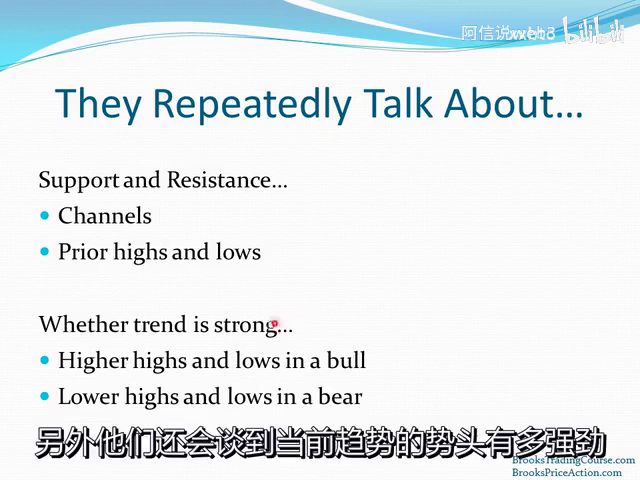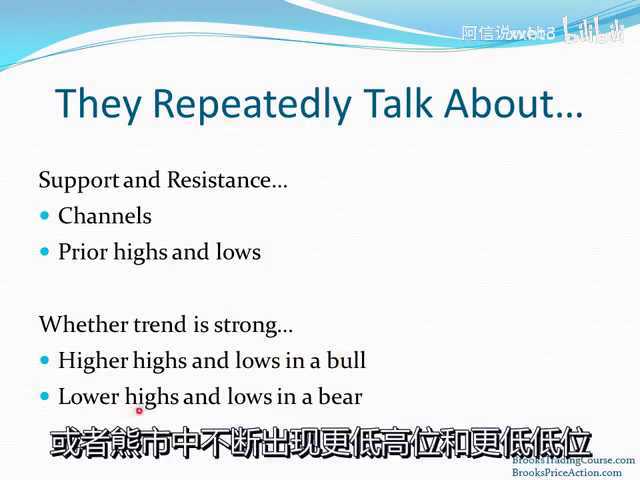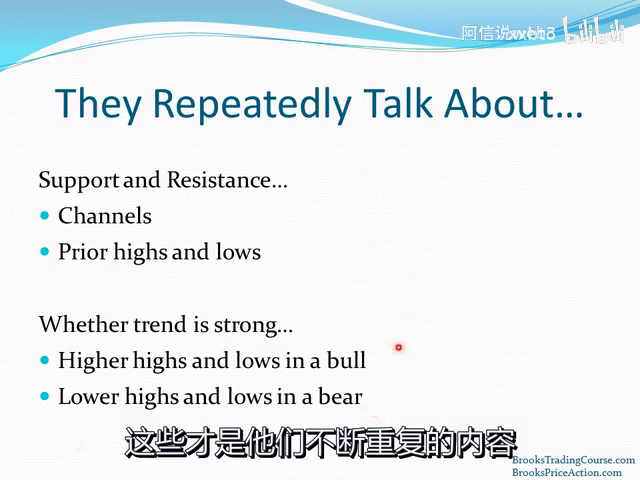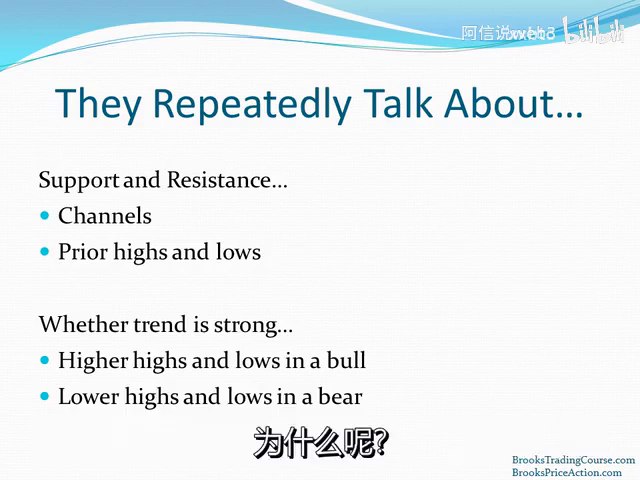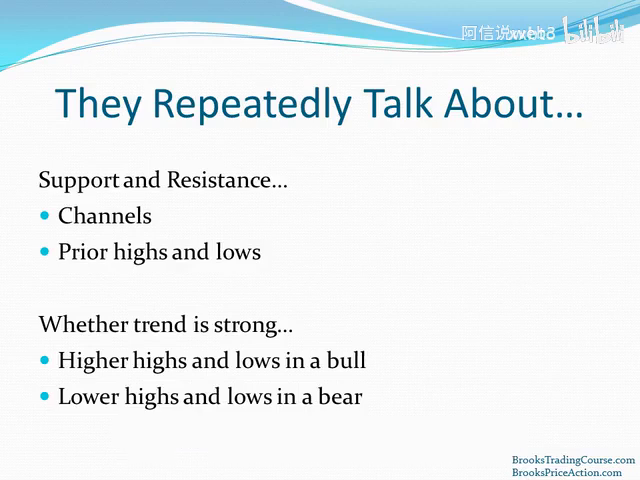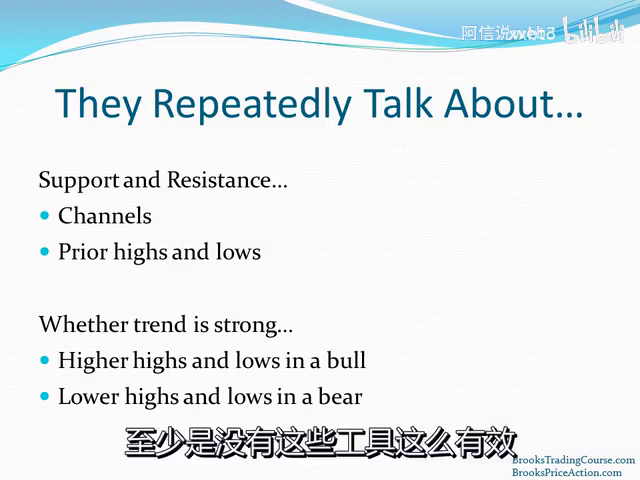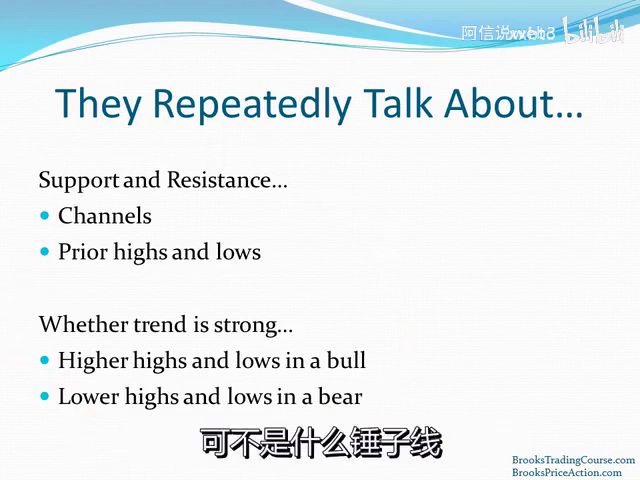They also talk about whether the trend is strong. Is the market continuing to make higher highs and lows in a bull, or is it making lower highs and lower lows in a bear? This is the stuff that they're talking about. They're not talking about Harami patterns, dark cloud covers, hanging man patterns. And why is that? Because those things don't help them make money, or at least they don't help nearly as much as these things. These are the keys to making money, not candlestick patterns.